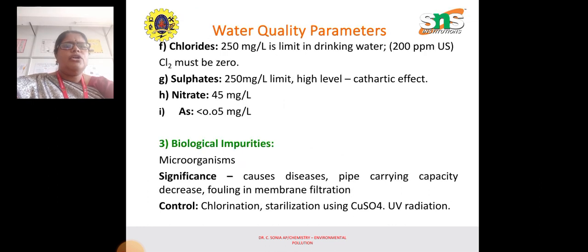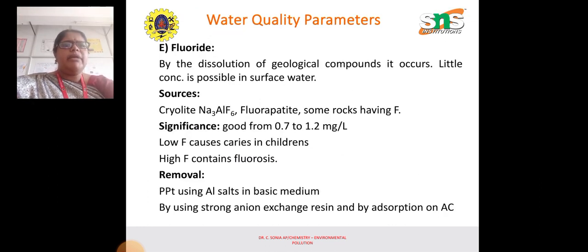And next is the fluoride. Fluoride occurs by the dissolution of geological compounds. Little concentration is possible in surface water. Sources: cryolite, fluorapatite, some rocks having fluoride. So what is the significance? If the fluoride content is between 0.7 to 1.2 milligram per liter, it is good. Low fluoride causes caries in children and high fluoride causes fluorosis. So you should maintain the fluoride from 0.7 to 1.2 mg per liter.